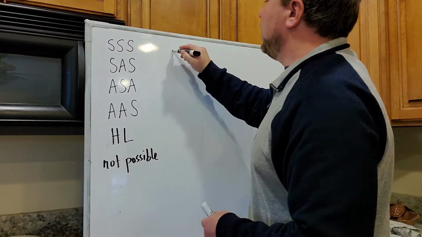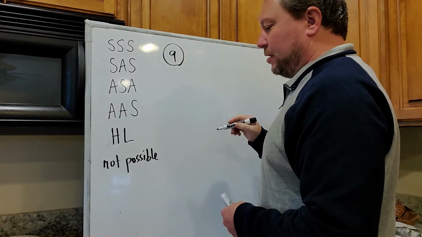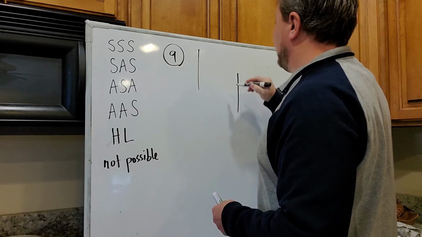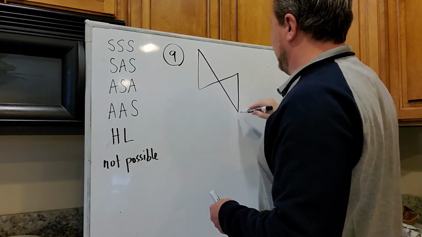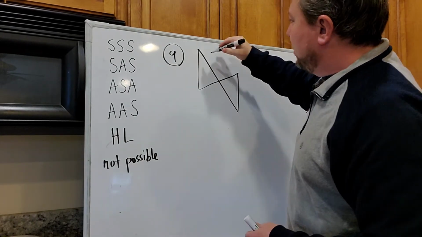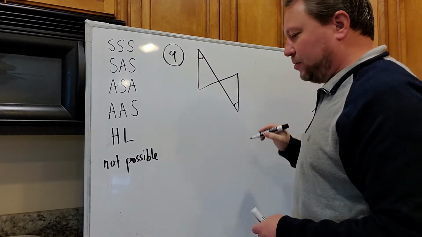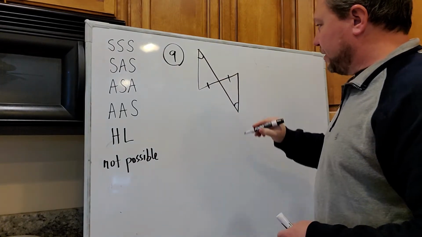So when we look at problem number 9, okay, the picture for problem number 9 looks something like this. And they indicate this angle congruent to this one, that side congruent to that one.